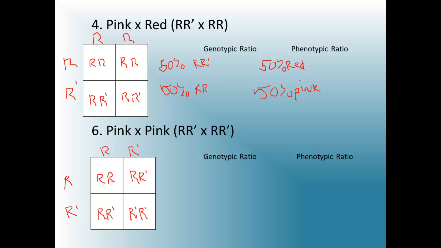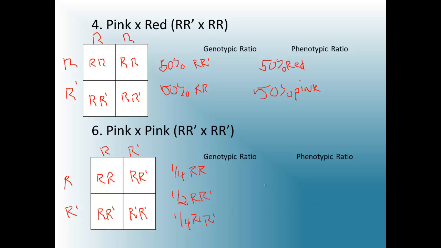All right, so now we count this up. So again, we filled across and filled down. So we have 1/4 big R, 1/2 big R prime, and 1/4 big R prime, big R prime.